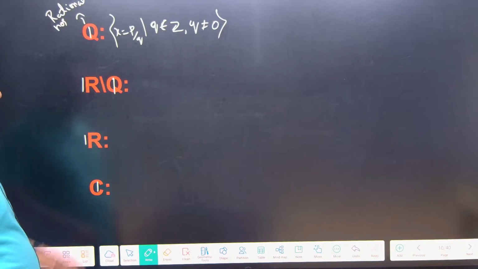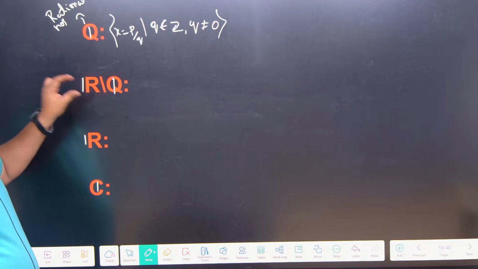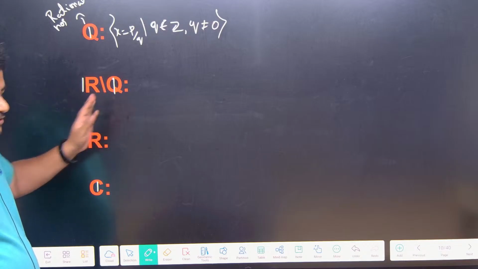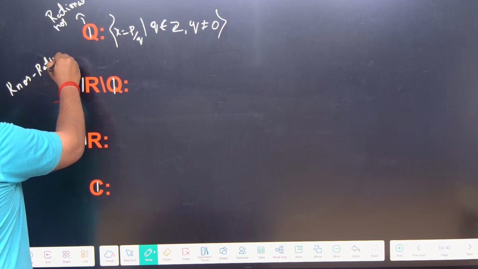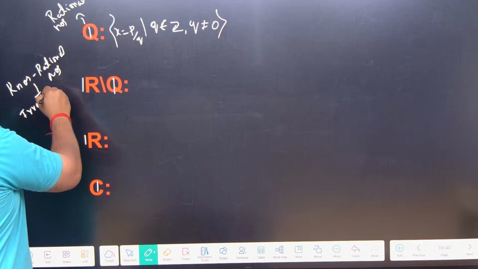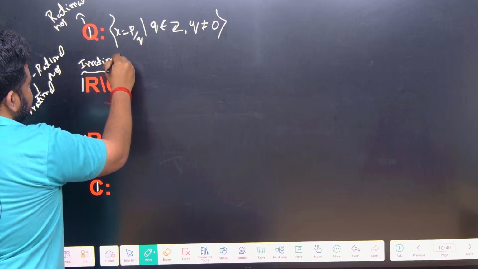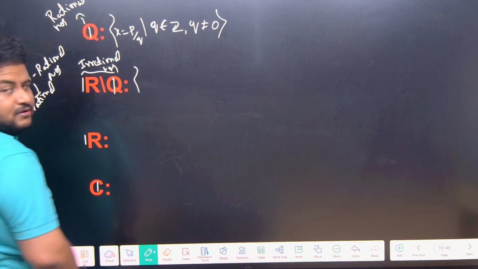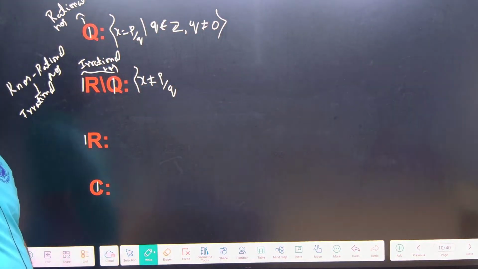Now R by Q, what does this mean? This R is real numbers, and Q is rational numbers. So R by Q means R minus Q. From the real numbers, if you remove the rational numbers, what will you have? You will have irrational numbers. So this is the set of all irrational numbers. How do you represent irrational numbers? Where x will not be equal to p by q, that is an irrational number.